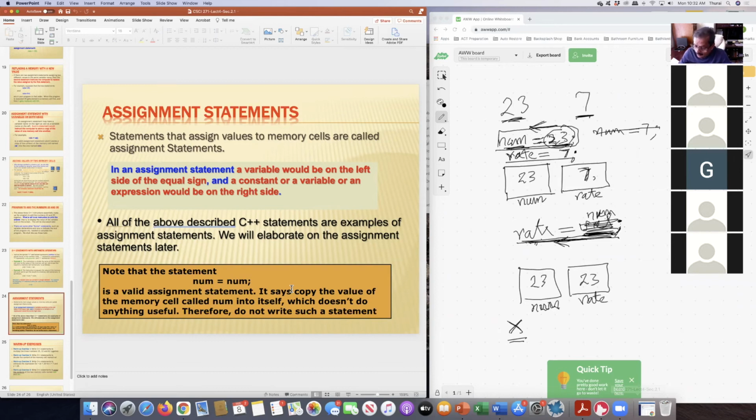Can I write sum equal to 23 plus 7? Is that the question? Yes. Okay, very good question.